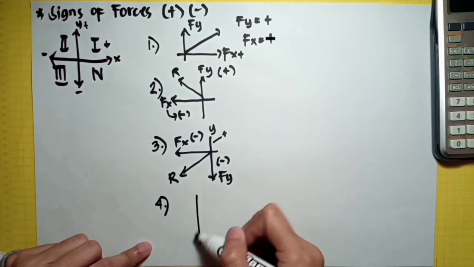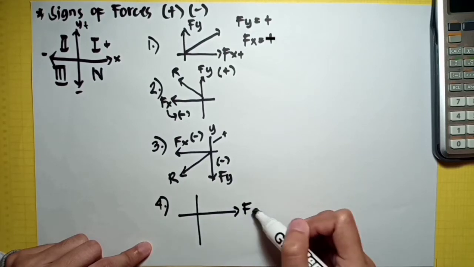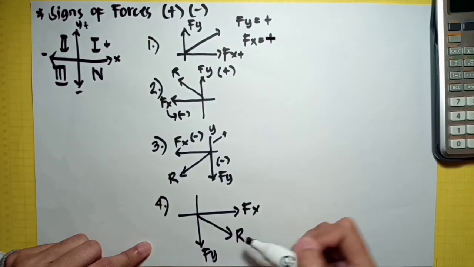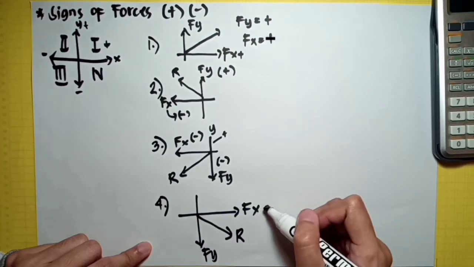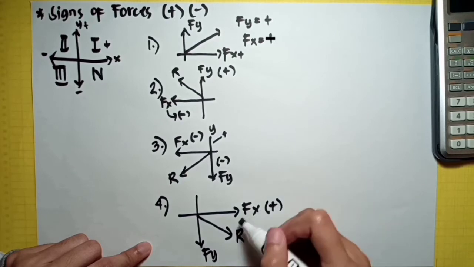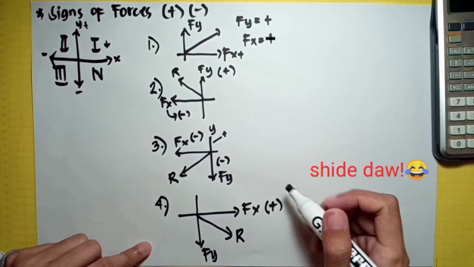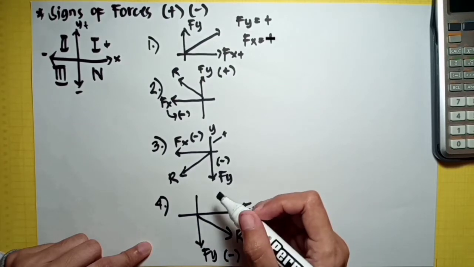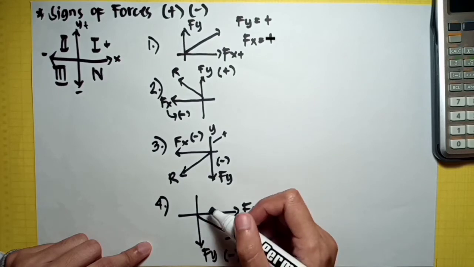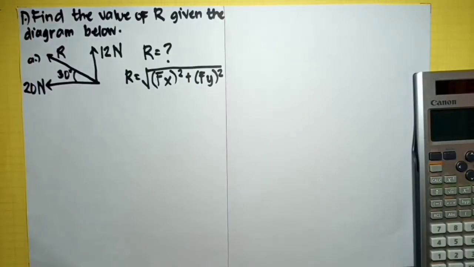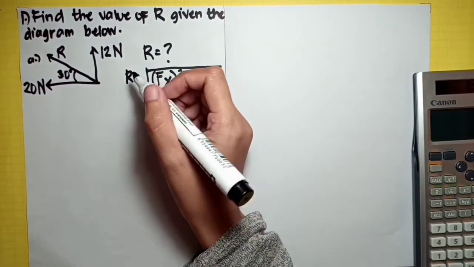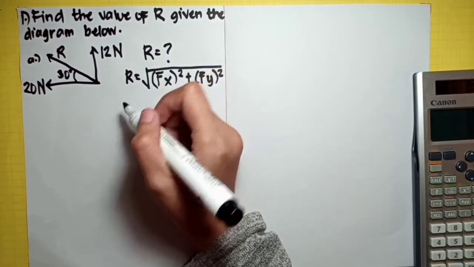For example, this force, F sub x, F sub y, and then R, which is the resultant. So, ngayon, ang F sub x natin ay magiging positive kasi nasa right side siya ng quadrant. And then, ang F sub y ay magiging negative kasi nasa baba siya, which is the negative portion ng y-axis. So, I have a problem here which states that find the value of R given the diagram below.